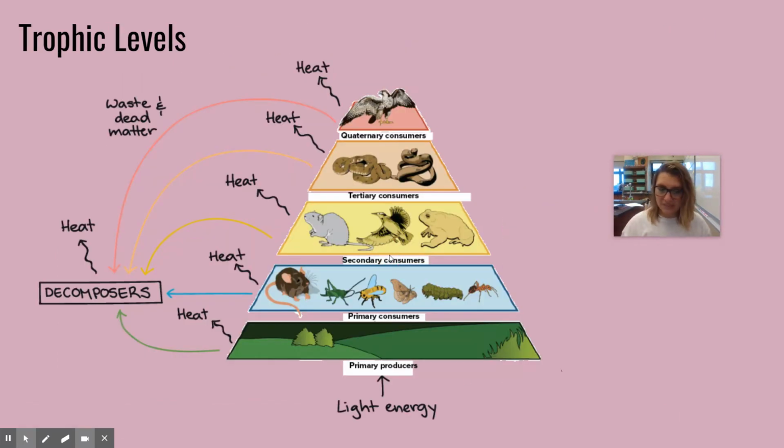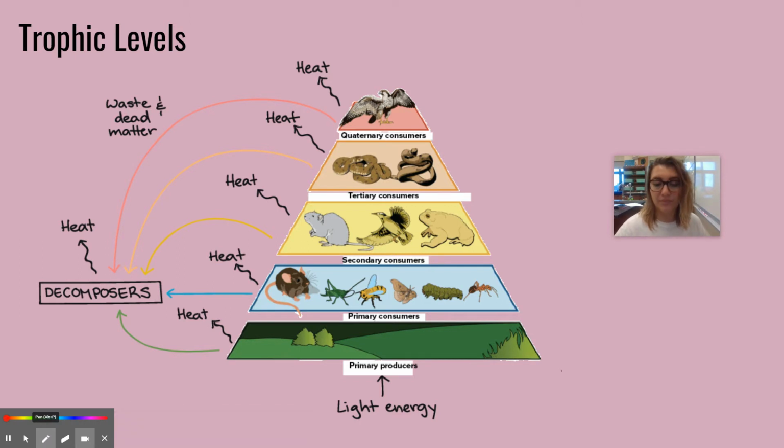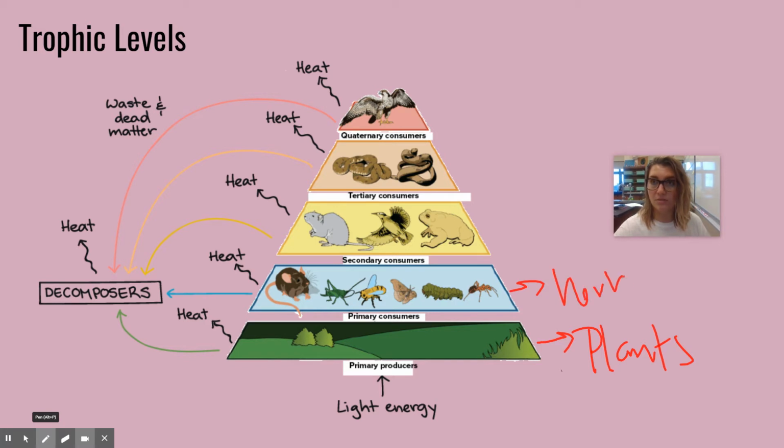All right, so trophic levels. We kind of talked about this already, but we have primary producers. These are going to be plants. Then we have primary consumers. These are going to be herbivores.